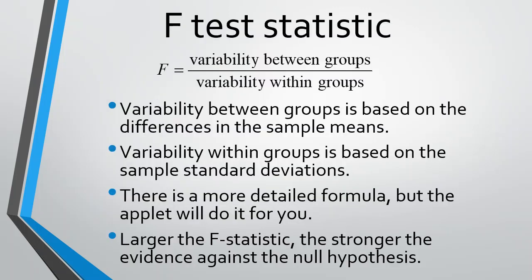Okay? And yeah, so we're looking at differences in the sample means. We factor in the standard deviation. We don't need to know the formula, but the key idea is the bigger the F statistic, the stronger the evidence against the null hypothesis. And so the null distribution is going to be one of those shoe distributions with a long tail to the right, but stops at 0, and so bigger is stronger evidence.